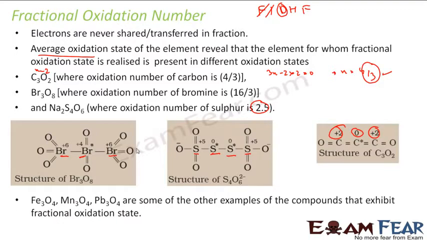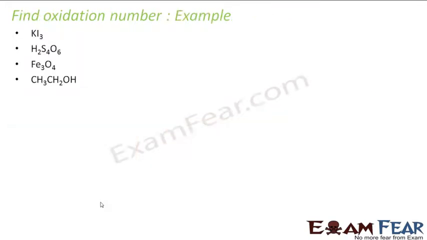And there are other examples of compounds which exhibit fractional oxidation state. They are Fe3O4, Mn3O4, Pb3O4. We'll take some examples now. We'll again find the oxidation state.